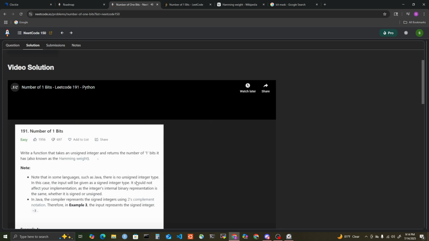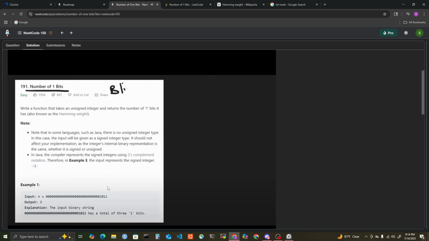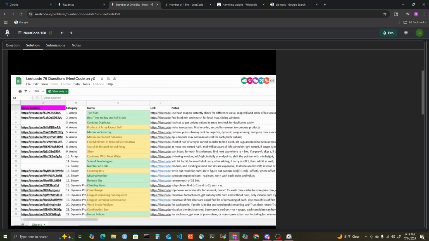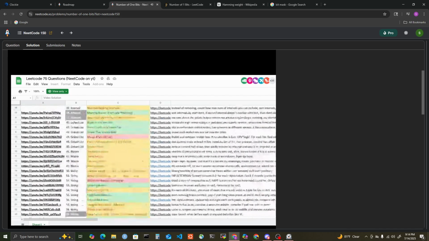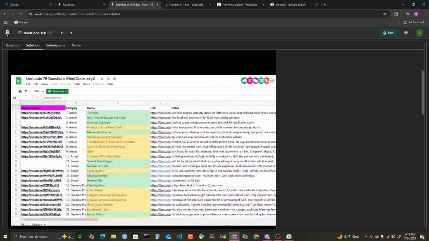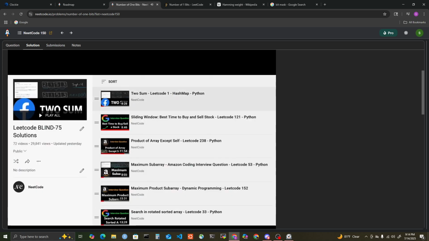Hey everyone, welcome back, and let's write some more neat code today. So today let's solve number of 1 bits. This is actually another Blind 75 problem, and we've been tracking all Blind 75 problems on this spreadsheet. The link to that will be in the description. Today we'll be doing number of 1 bits, one of the last problems remaining that we haven't done. And I also have a YouTube playlist for the Blind 75 solutions. Link to that will also be in the description if you do want to take a look.